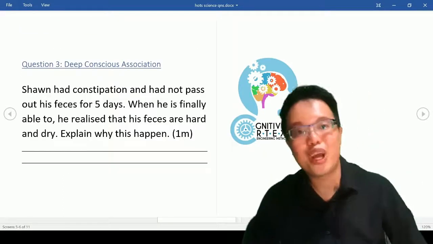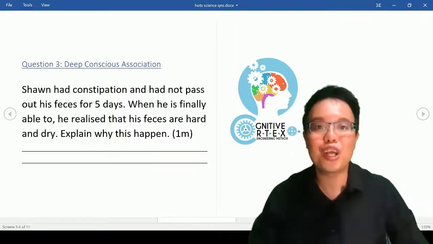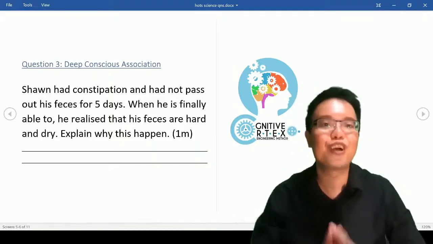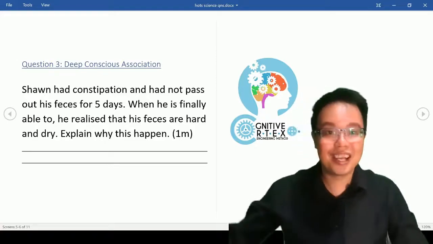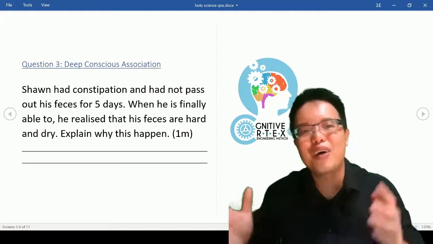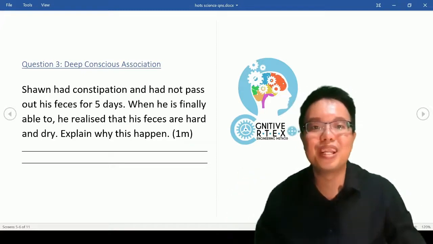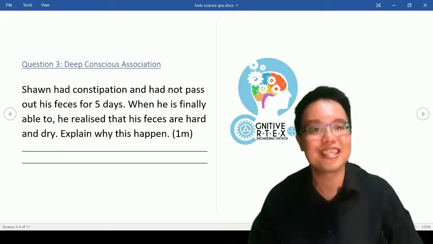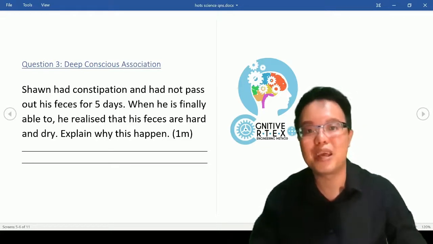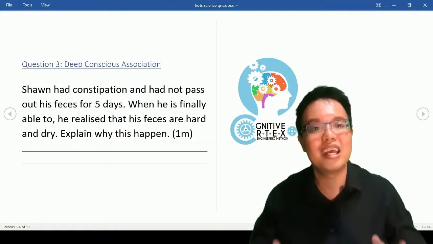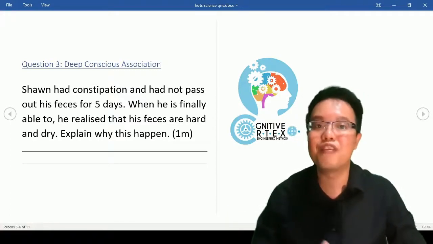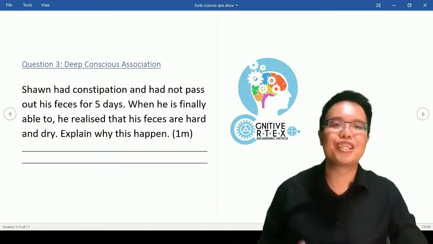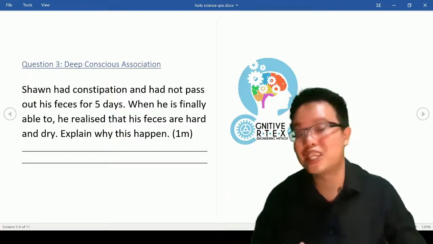So the third type of question that we want to introduce to you are questions that students have difficulty recalling which concept this question is trying to test them. Like this question for example, without any clues, students will need to link that constipation is actually related to the function of the large intestine. Then, explain that because the feces has stayed in the large intestine for too long, more water is being absorbed than before. We call this type of question the deep conscious association question.